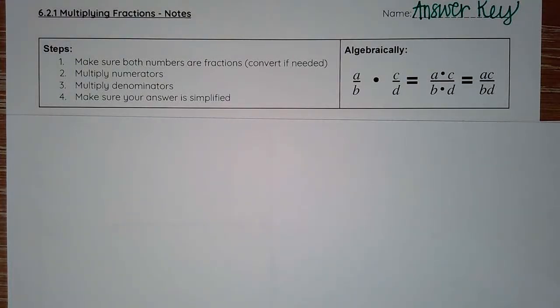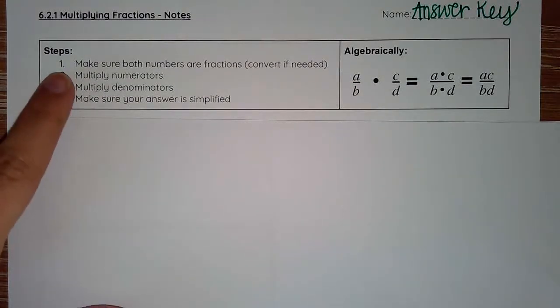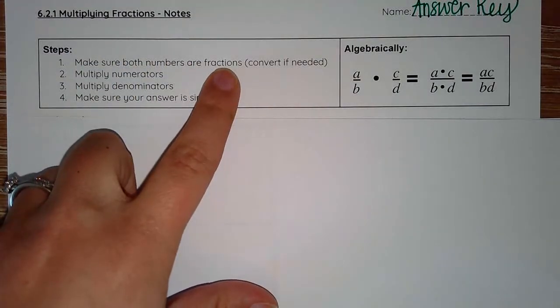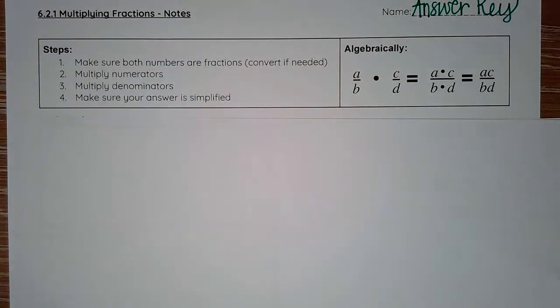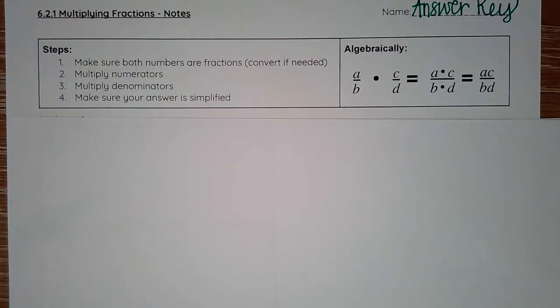Today we are going to talk about multiplying fractions and mixed numbers. When we are multiplying fractions and mixed numbers, we will follow these 4 steps. The very first step is that we need to make sure that both of our numbers are in fact fractions. So we don't want mixed numbers. If we have a mixed number, we need to convert it into an improper fraction.